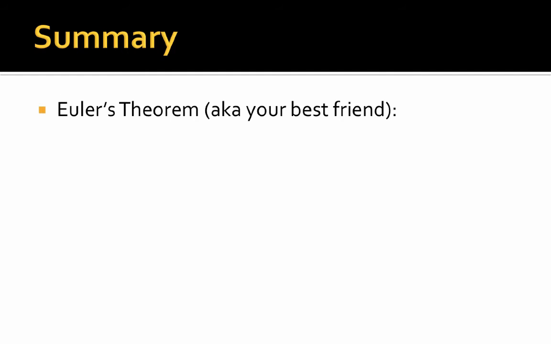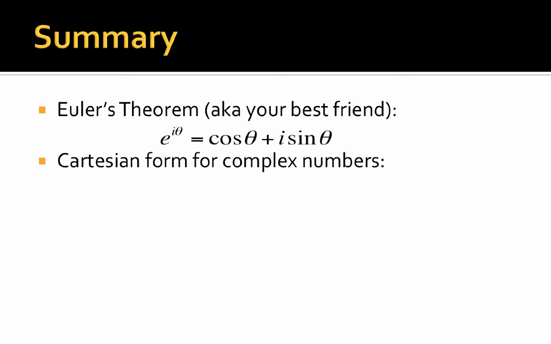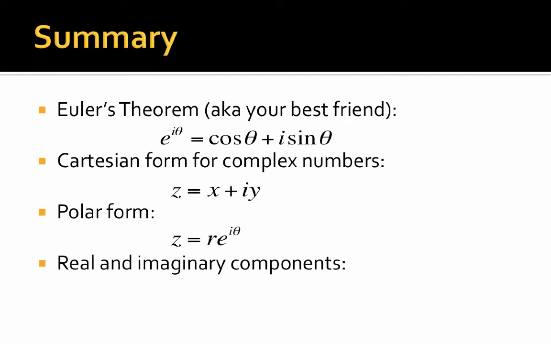So in summary, Euler's theorem is now e to the i theta equals cosine theta plus i sine theta. If you're not real familiar with it, we'll keep using it and you'll remember it. When we want to write our complex numbers in Cartesian form, we write z equals x plus iy, and the magnitude and direction are as defined previously. When we want to write our complex number in polar form, we have z equals r e to the i theta, with the angle and the magnitude as defined previously.